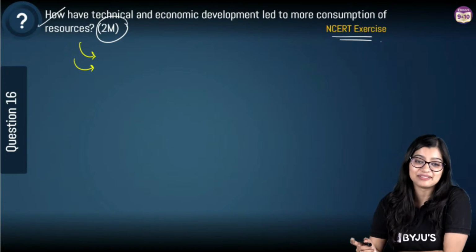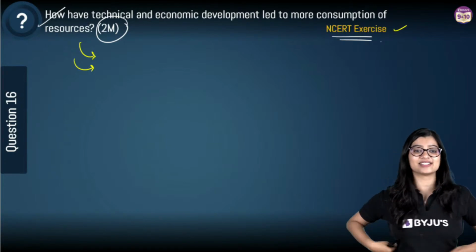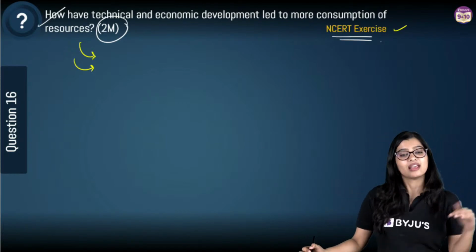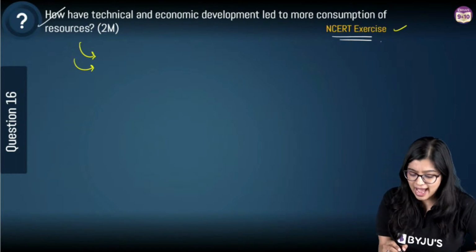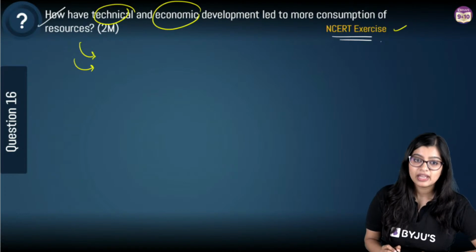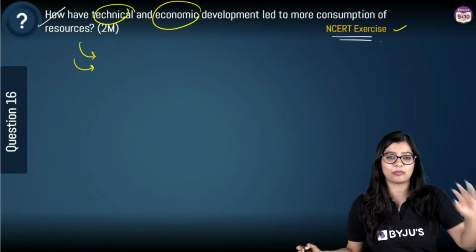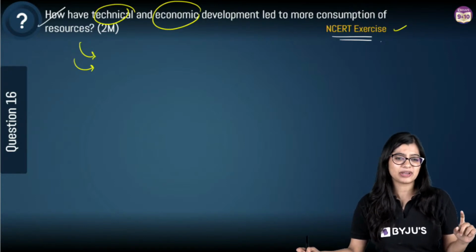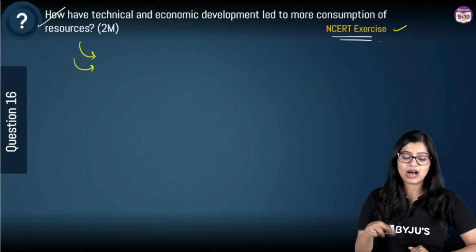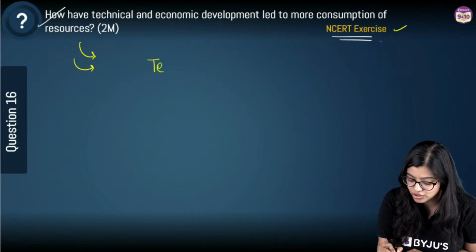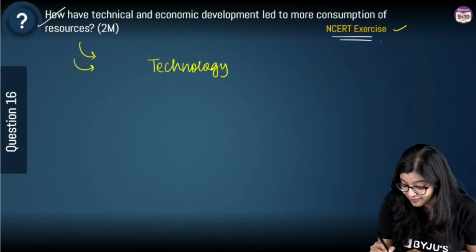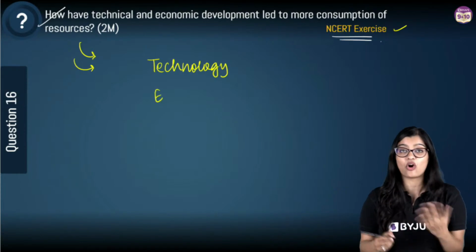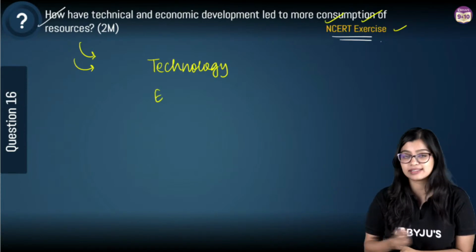This is an NCERT question, which means the chances of this question coming in your exam are also high. I always tell you NCERT questions can come. Okay, look at it in this way. How have technical and economic development? That means, ma'am, I know this, you give me broad points. Is it indiscriminate resources? Ma'am, I have not understood the question. No problem, I'll explain. We are talking about how has technology and increase in the economy or production led to more consumption.